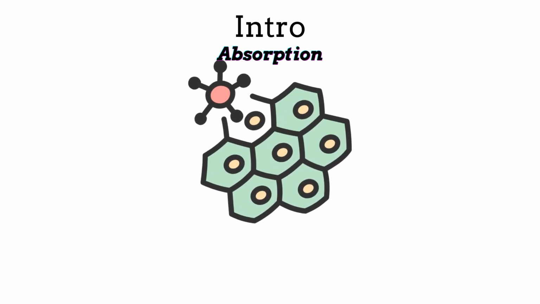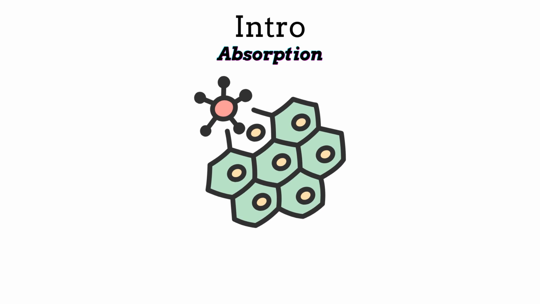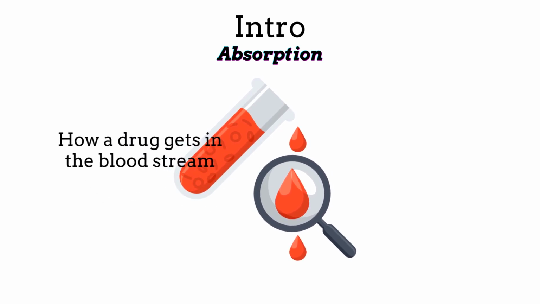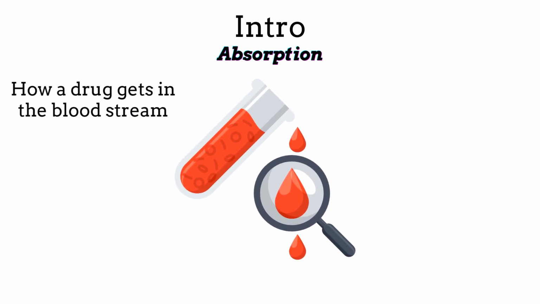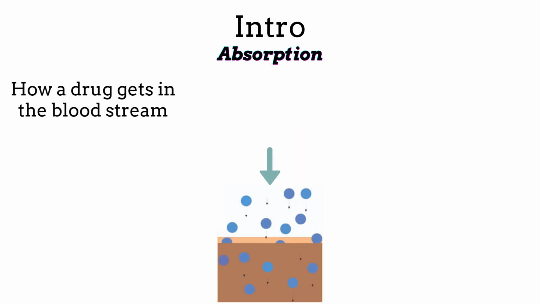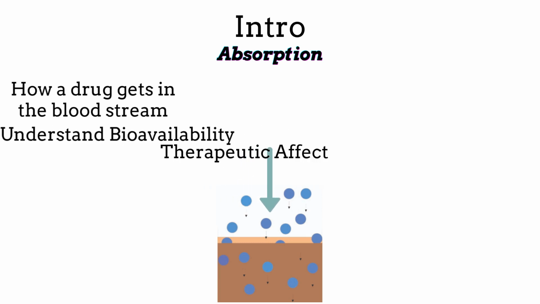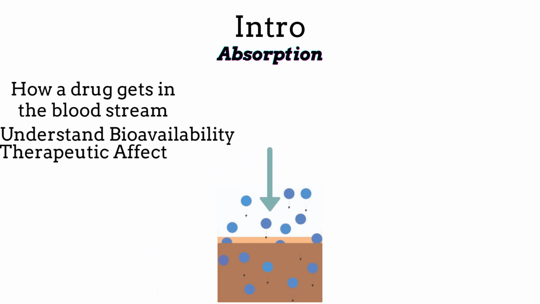Absorption can be thought of as what's happening at the cellular level after administration has occurred. It's the process by which a drug enters the bloodstream. It's important to understand so that we can conceptualize pharmacokinetics. It's the initial step in determining bioavailability, which we'll get into later, and determining the therapeutic effectiveness of a drug.